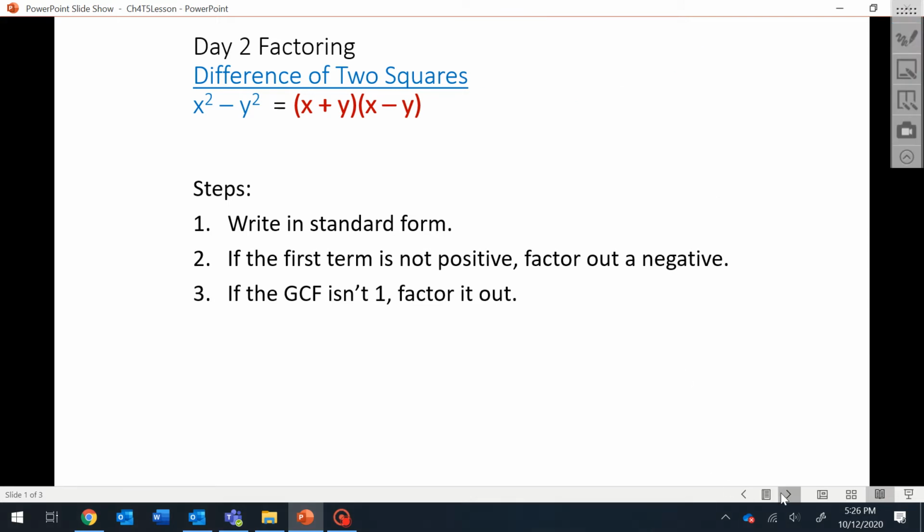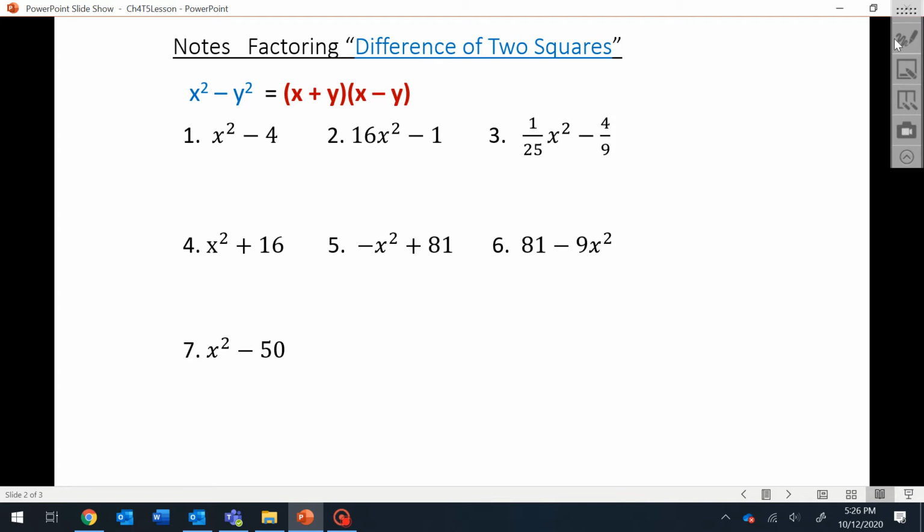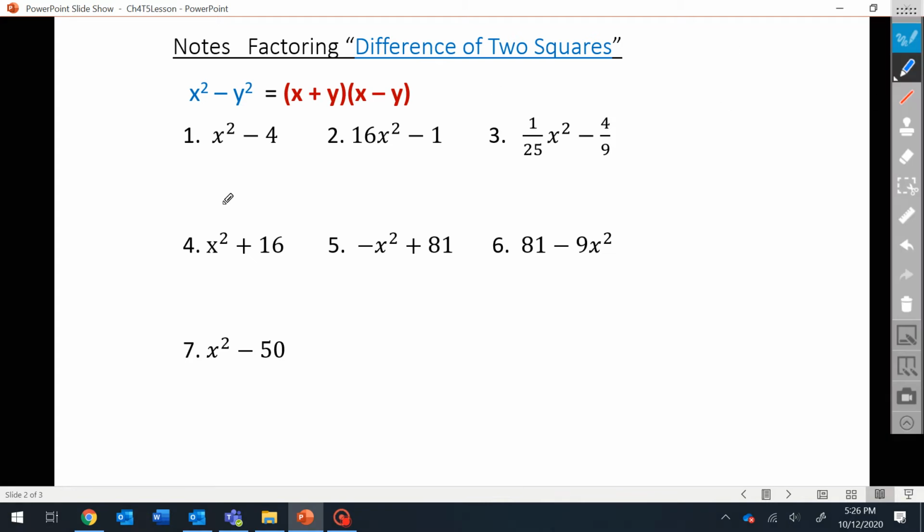Well, let's look at some that have this pattern, the difference of two squares. So x squared minus y squared factors to x plus y times x minus y. The easiest way to do this is to write each one as a square. So we have blank squared minus blank squared.